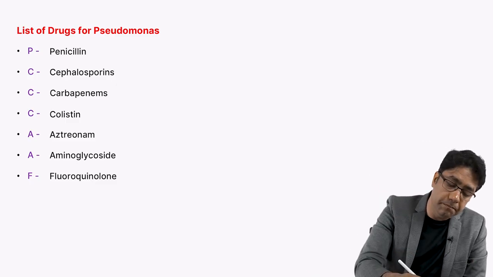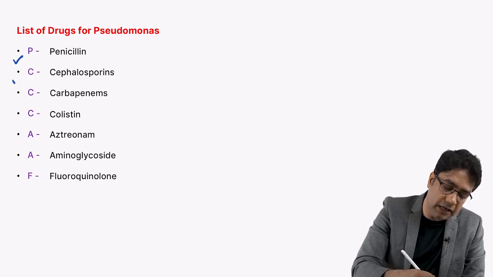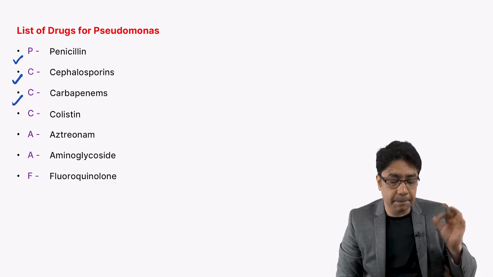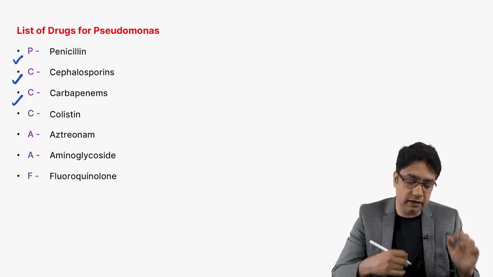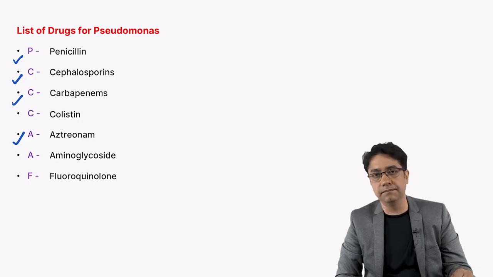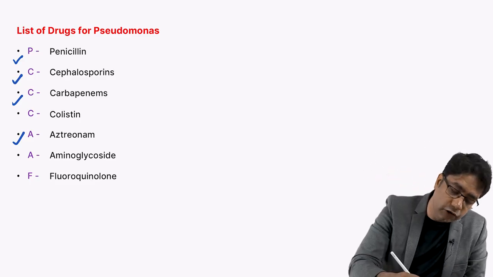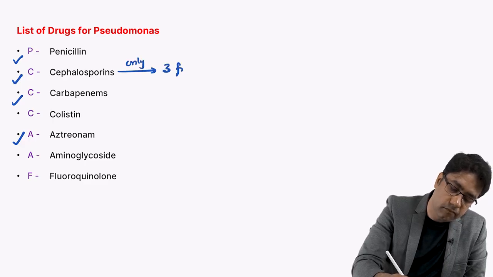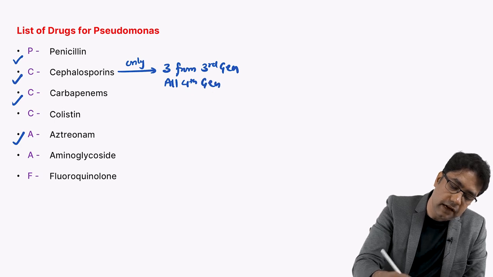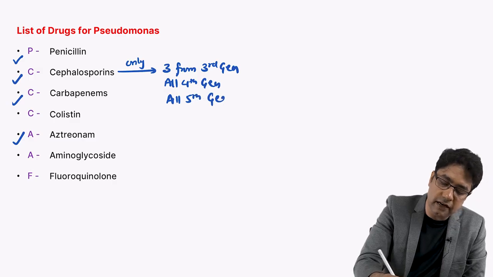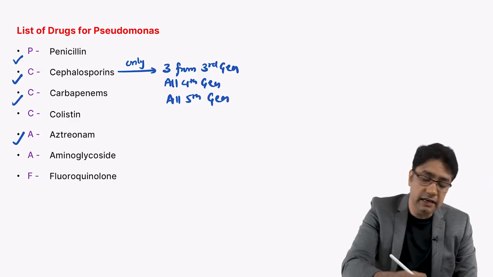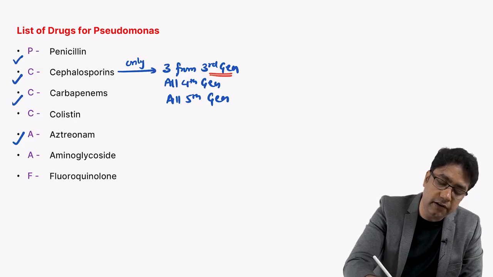So we give all beta-lactams. There are 4 drugs in beta-lactam. That is penicillin, cephalosporin, carbapenem and aztreonam. Remember, in cephalosporin, only 3 from 3rd generation, all 4th generation and all 5th generation cephalosporins are effective against Pseudomonas. In 3rd generation, I have given you a trick.